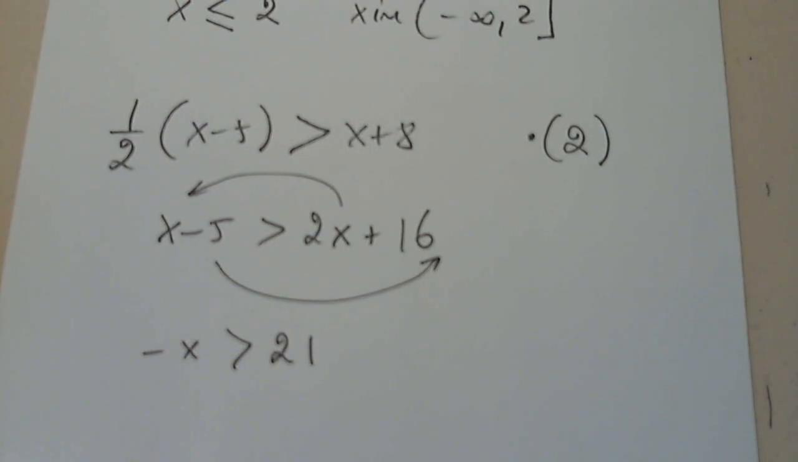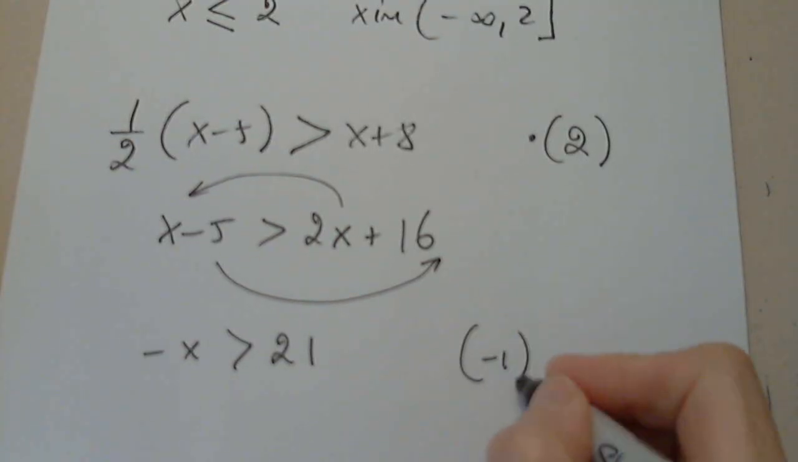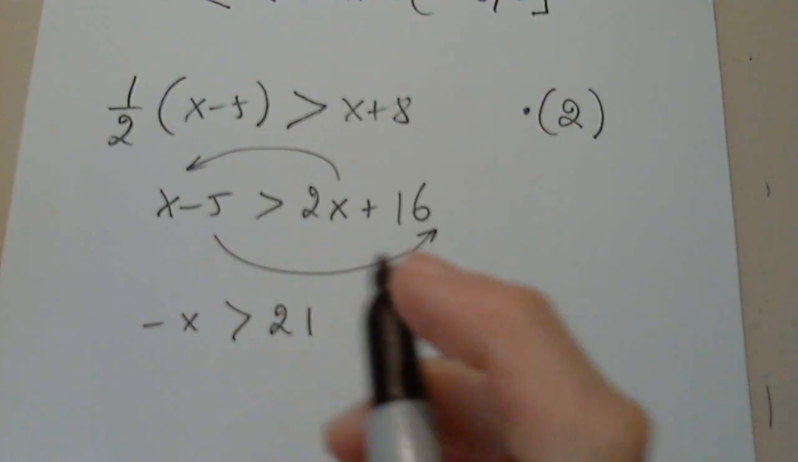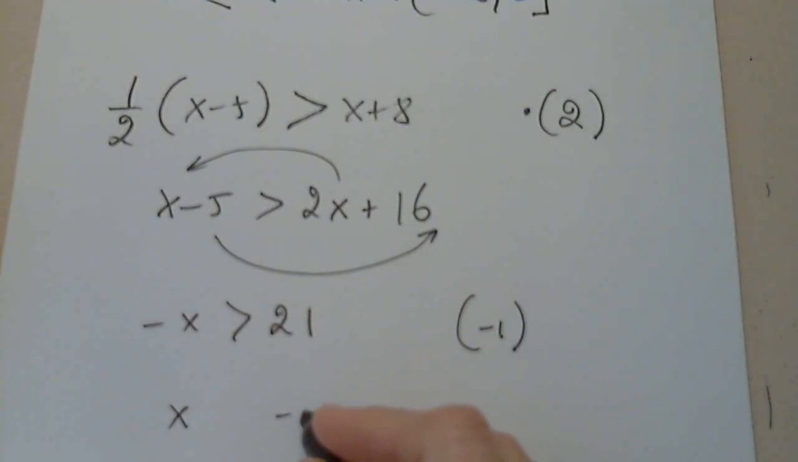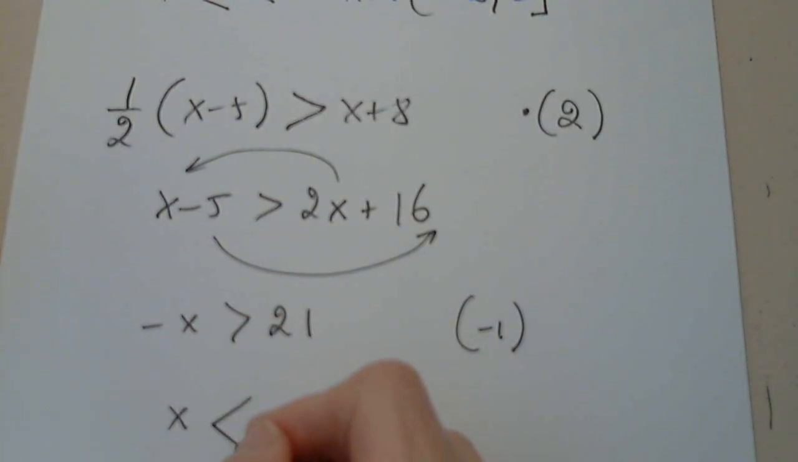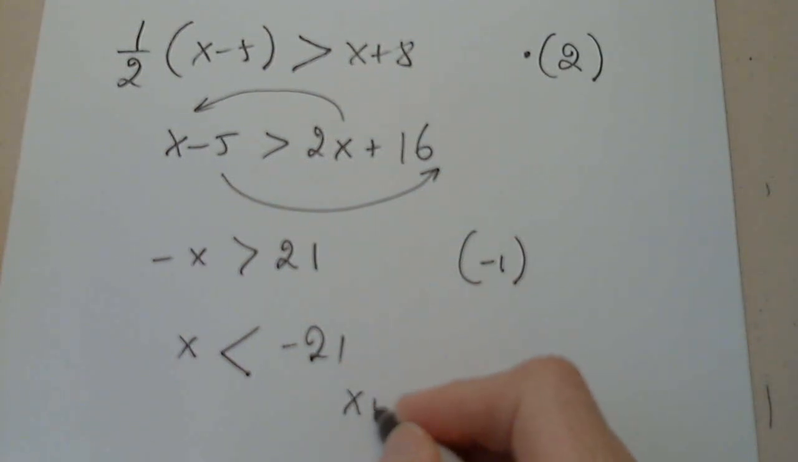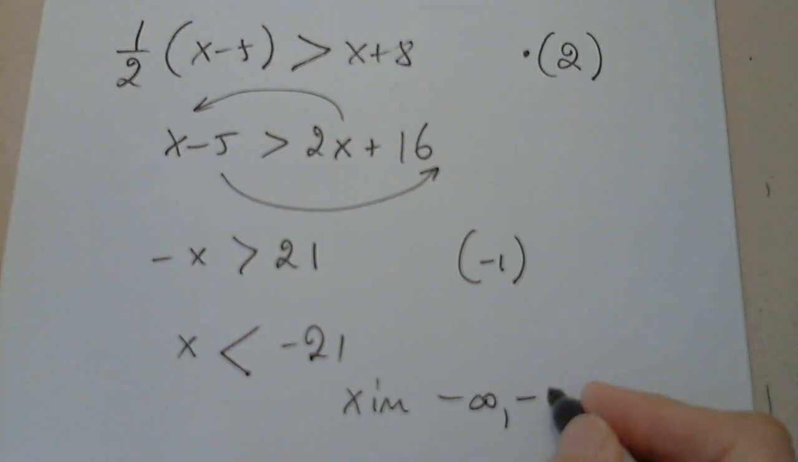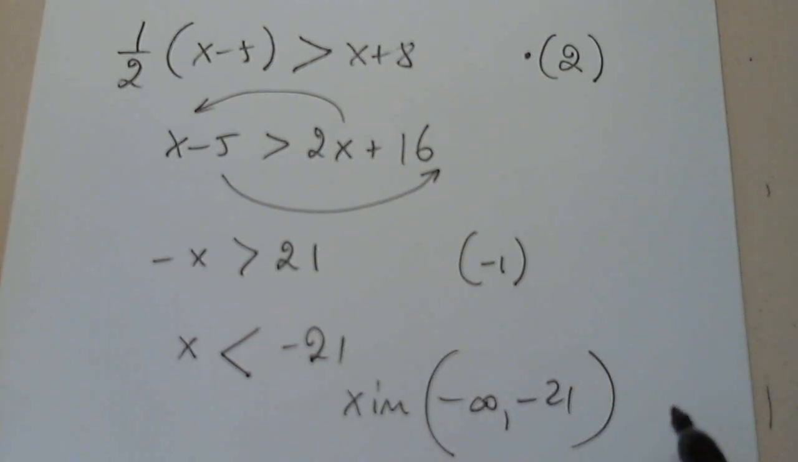By -1? Exactly. Either multiply by -1 or divide by -1 is the same thing. This times -1, this times -1. What do I need to do next? Flip the sign? Yes, from greater than to less than. So therefore I have x in the interval to the left of -21. So from -infinity to -21 with parentheses because there is no equal symbol.